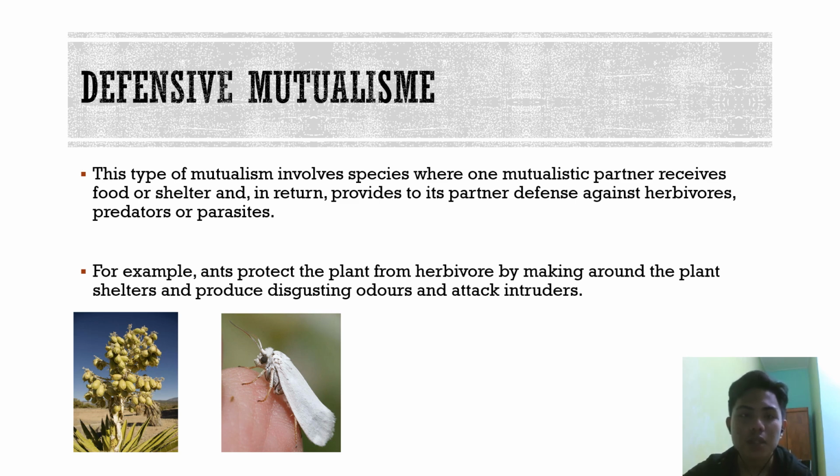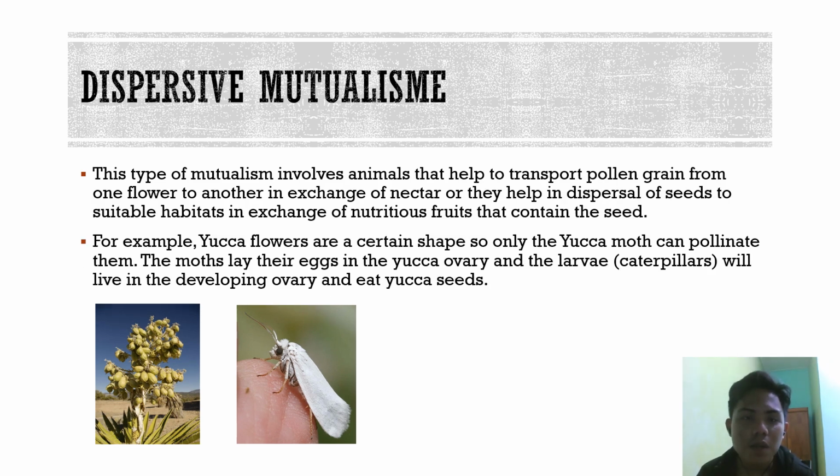attacking intruders. And lastly, for dispersive mutualism, this type of mutualism involves animals that help to transport pollen grains from one flower to another in exchange for nectar, or they help in dispersal of seeds to suitable habitats in exchange for nutritious fruits that contain the seed.